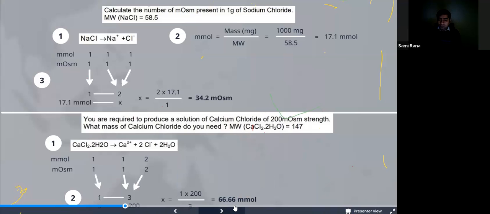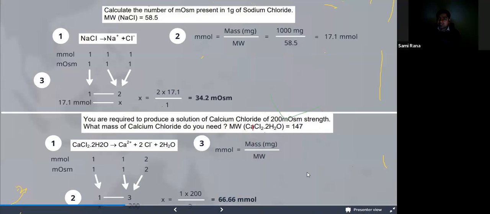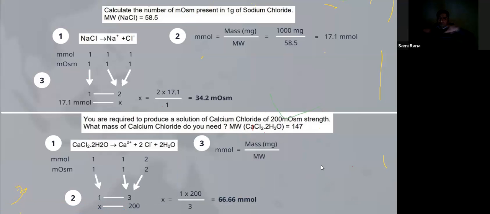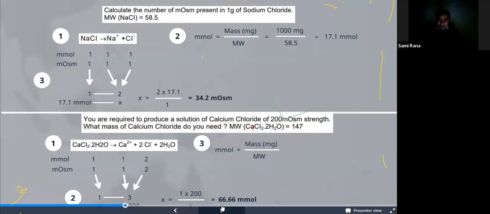If we solve it, this is going to give us 66.66 millimoles, and in the last step we will convert this millimoles into mass. That is, millimole is equal to mass divided by molecular weight. So with the simple calculation, it is going to give us the answer of 9800 mg or 9.8 grams.